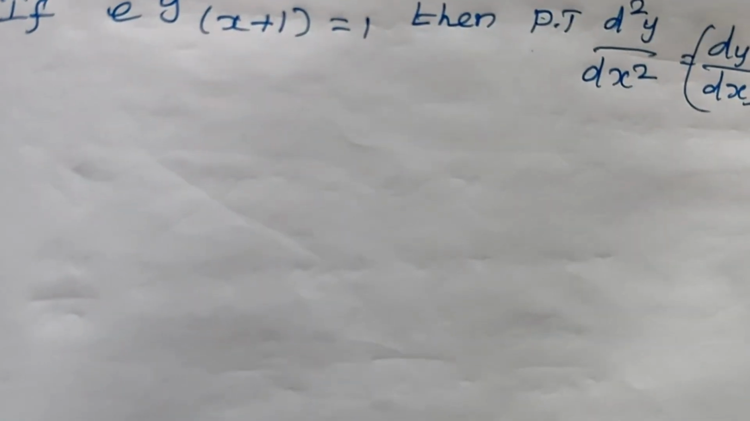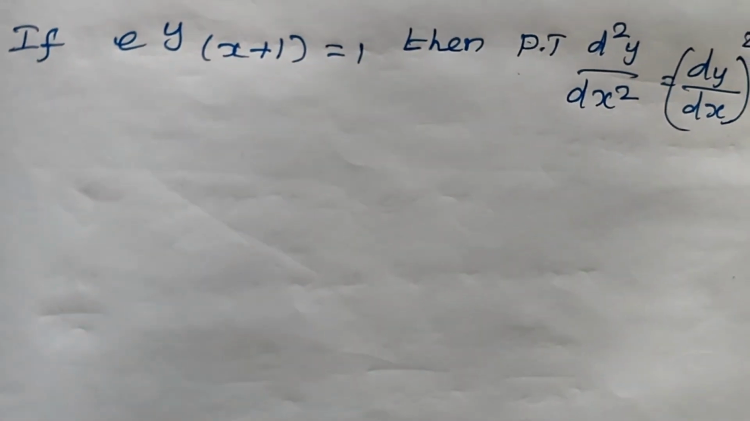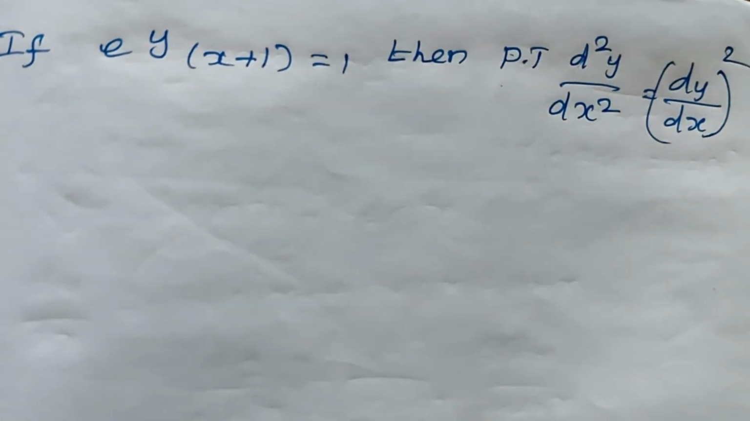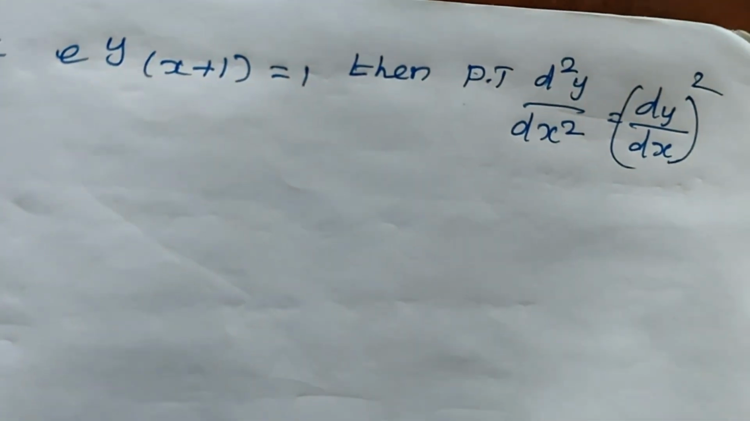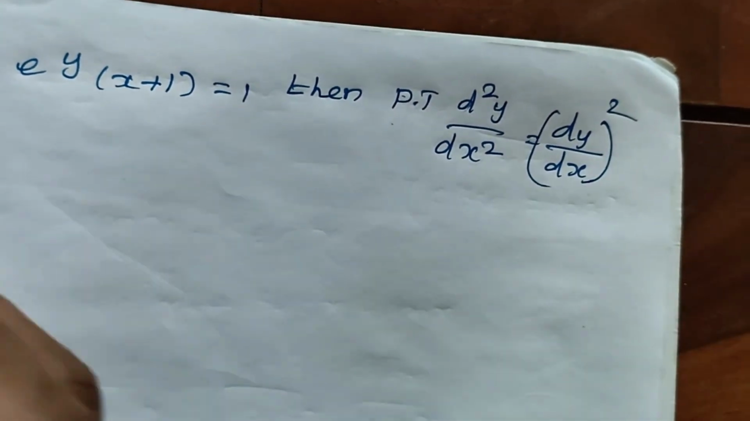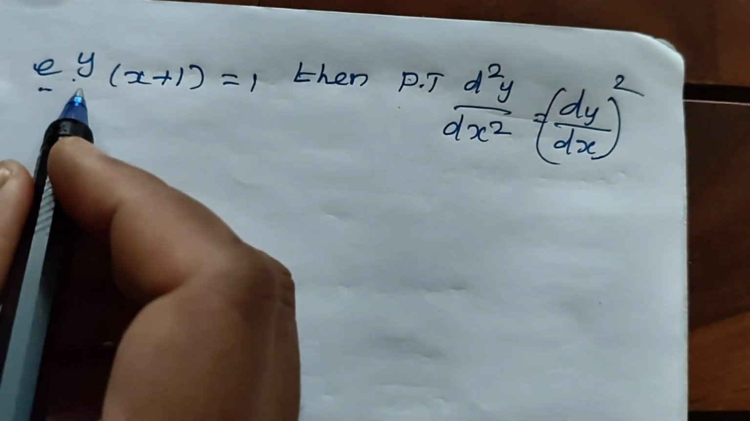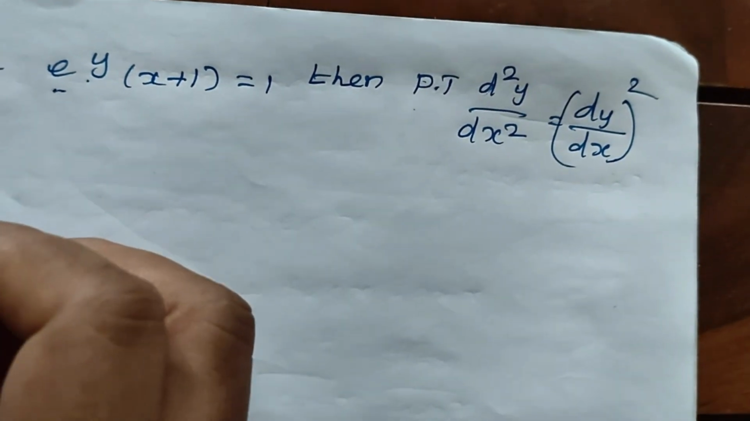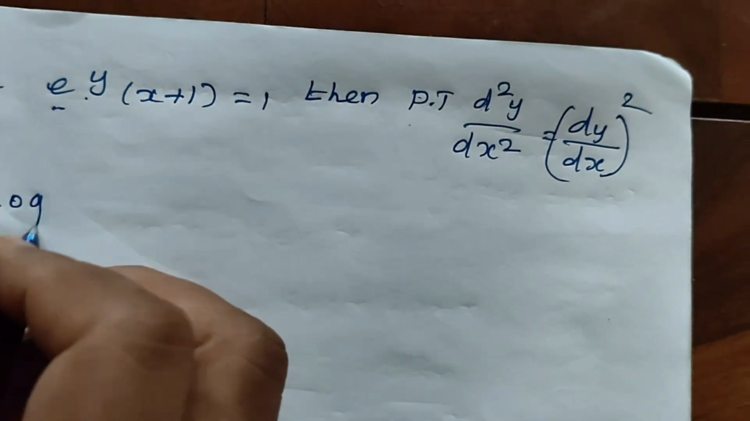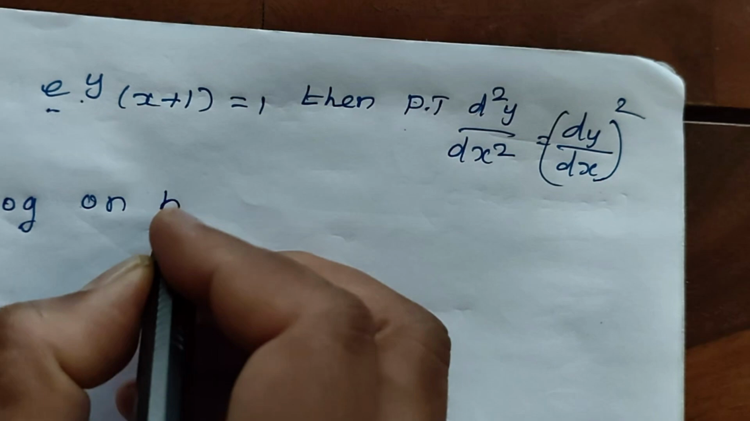If e power y into x plus 1 equal to 1, then prove that d square y by dx square equal to dy by dx the whole square. Here it is in exponential, that is e power y. So you have to take log on both sides. Taking log on both sides, what you get?